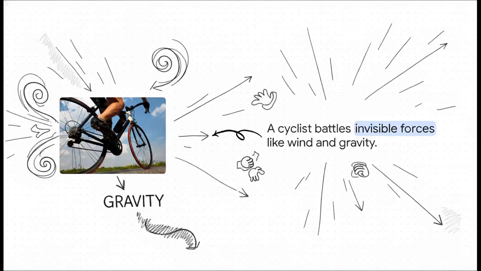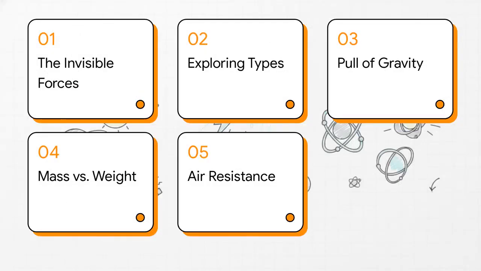A cyclist pushing hard against the pedals is actively battling unseen pushes and pulls that shape every single movement we make. We call these invisible strings forces, and they are happening all around you right at this very second. So here is our roadmap for today's explainer: the invisible forces, exploring types of forces, the pull of gravity, mass versus weight, and finally, the power of air resistance.